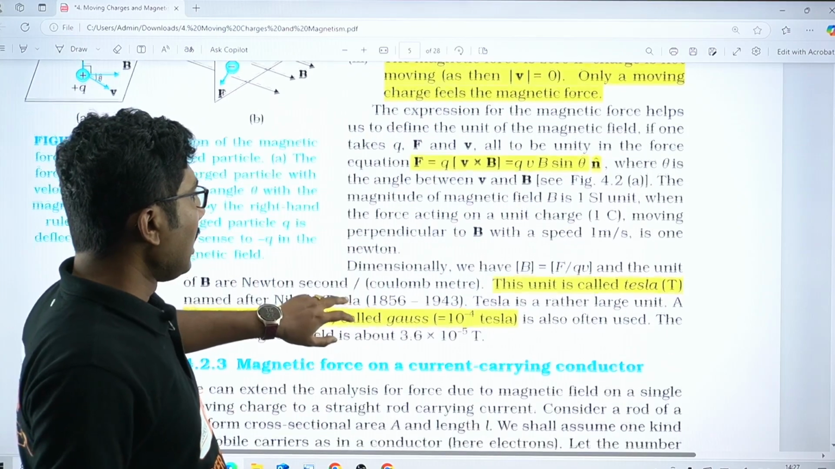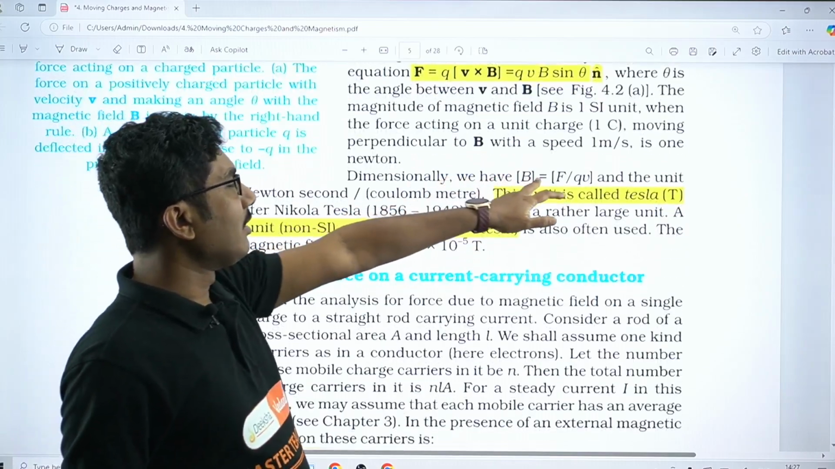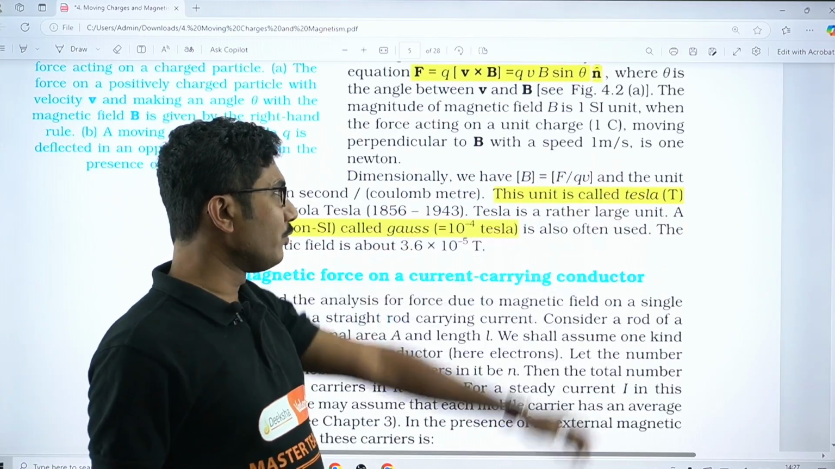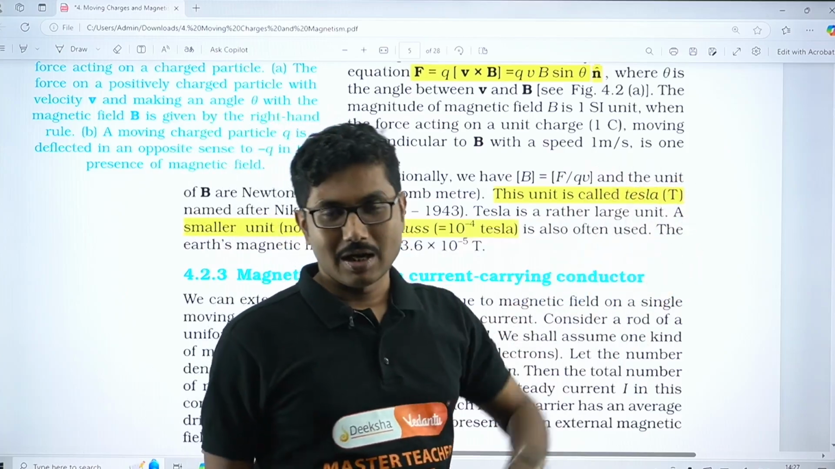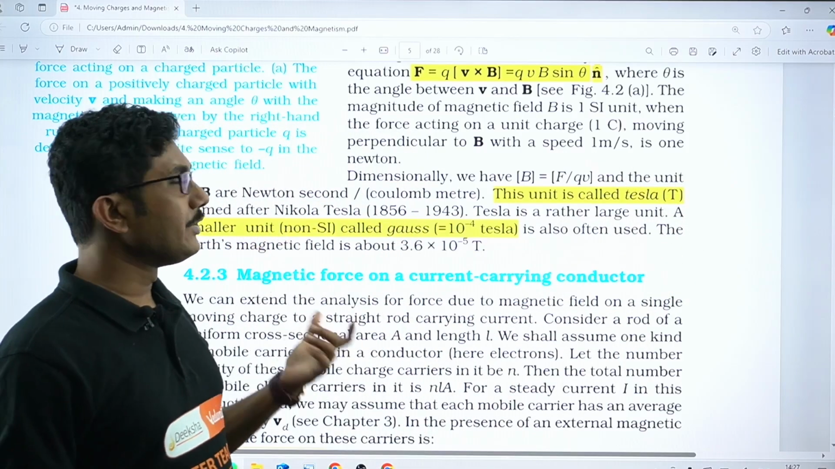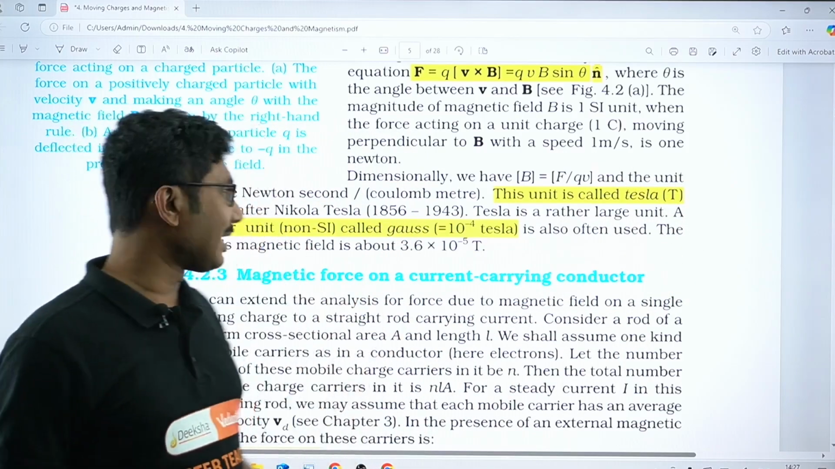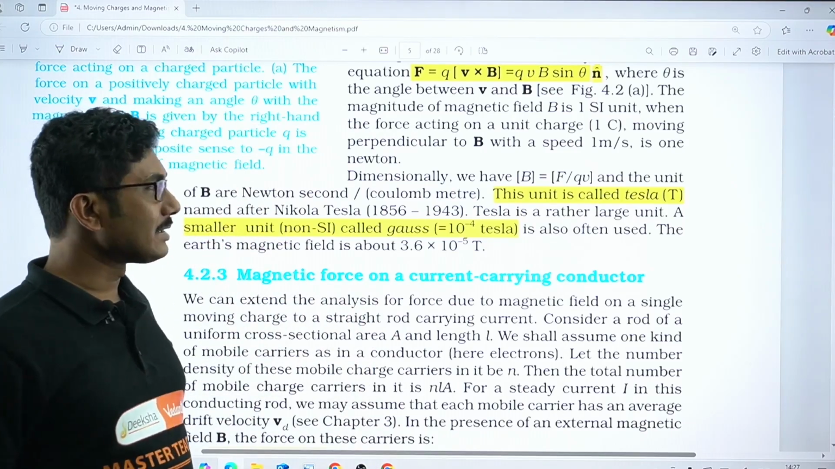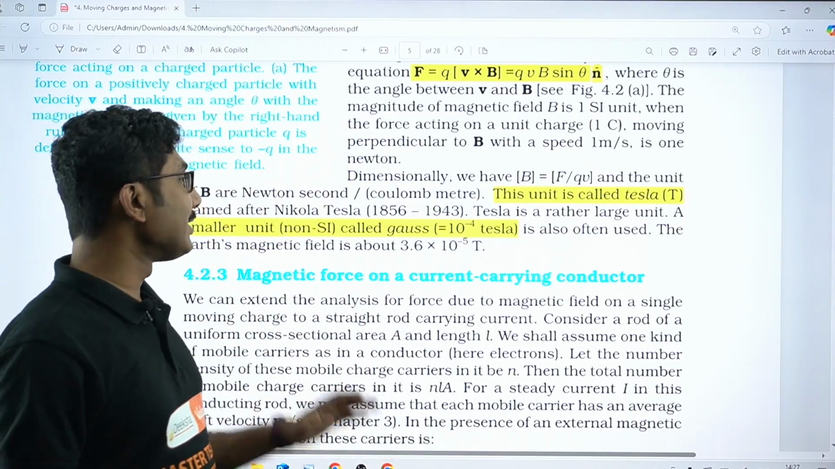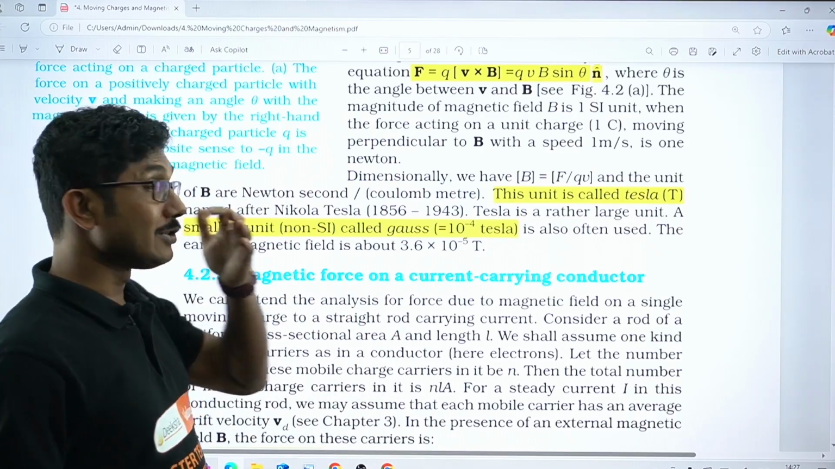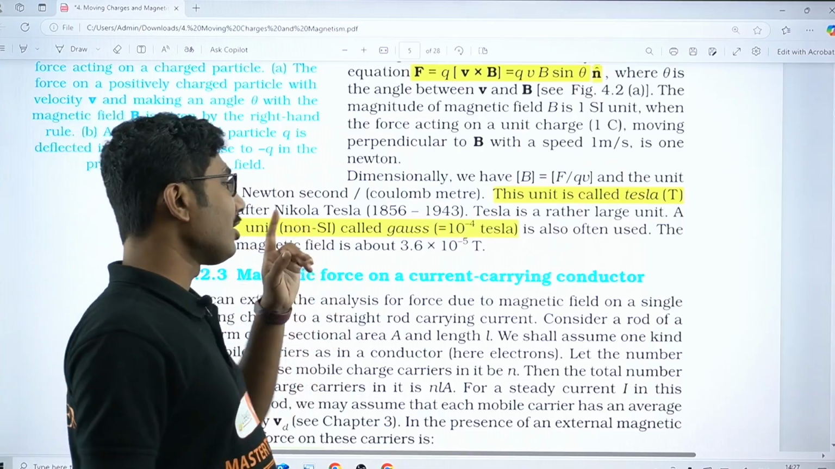Okay. Dimensionally, the magnetic field is F by qV. The unit is called Tesla. That is very important. The unit of magnetic field is Tesla, named after Nikola Tesla. Tesla is rather a large unit. A smaller unit which is non-SI is called Gauss.